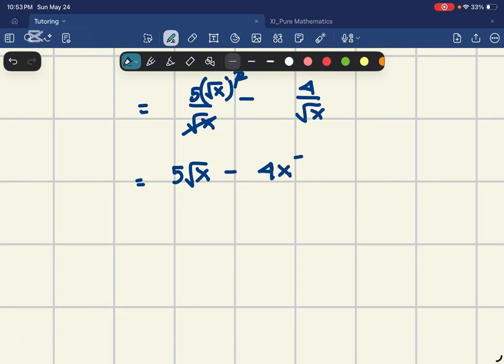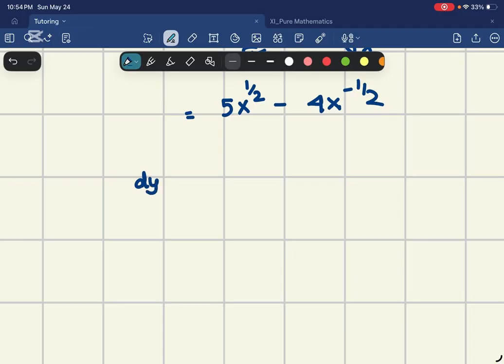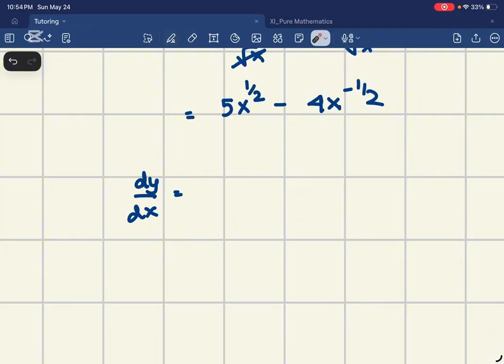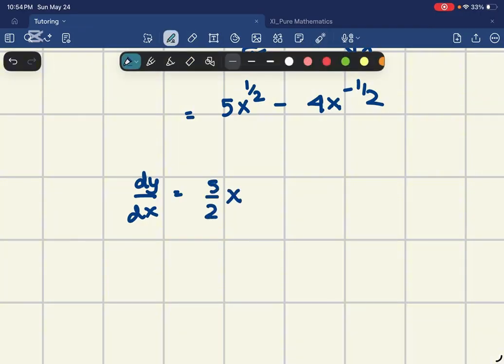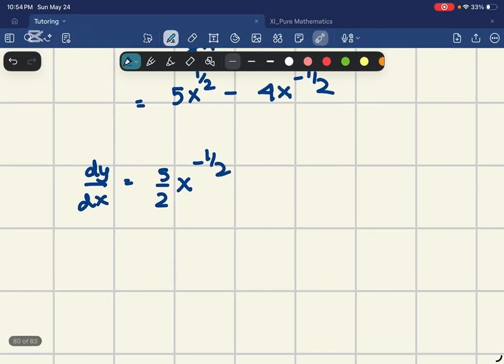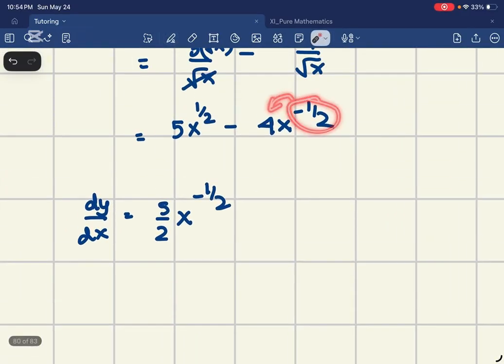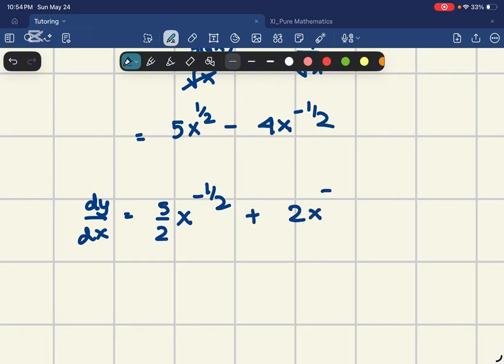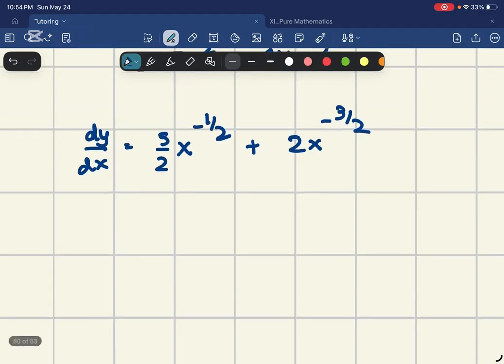Minus 4 x to the power minus half, right? And you can write this as x to the power half. And now you can find dy by dx quite easily. That is going to give you, bring your power to the front. So that is going to give you 5 over 2 x to the power minus 1 by 2, right? Half minus 1 is going to give you negative half. And then you bring this power to the front, and you get 4 times negative half is negative 2. And then you have minus of minus 2. That is going to be plus 2 x to the power minus 3 over 2. Right? Negative half minus 1 is minus 3 over 2.